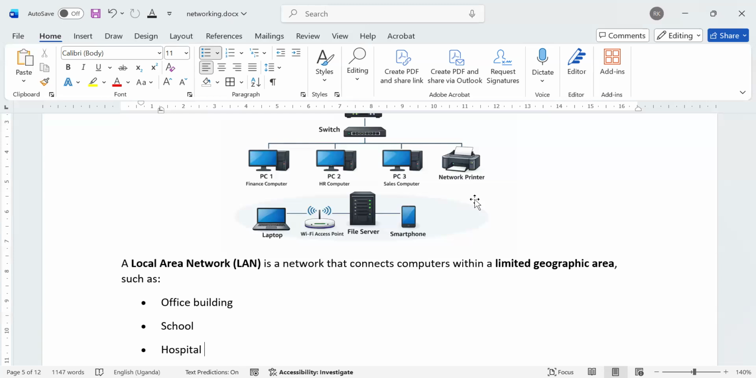Now, the other addresses which I told you about, which computers use, they are of two types. We have what we call the public addresses, and we have what we call the private addresses. Now, the private addresses, they operate under a local area network.